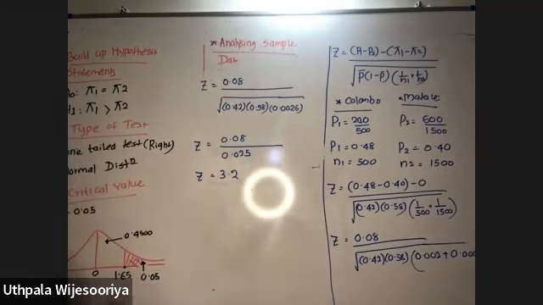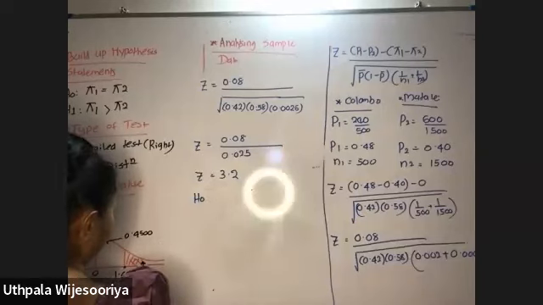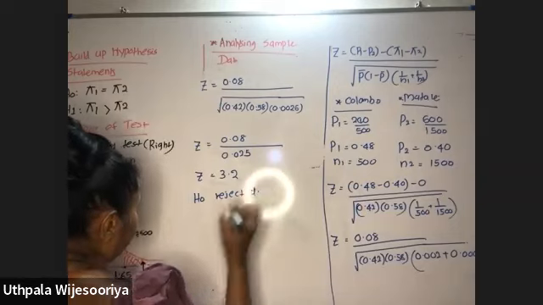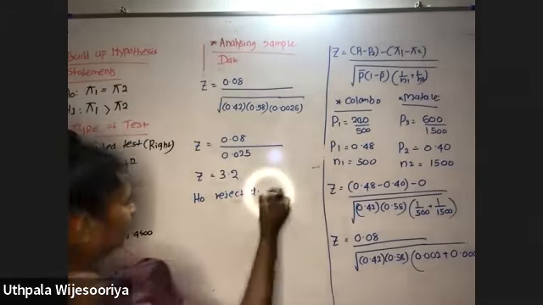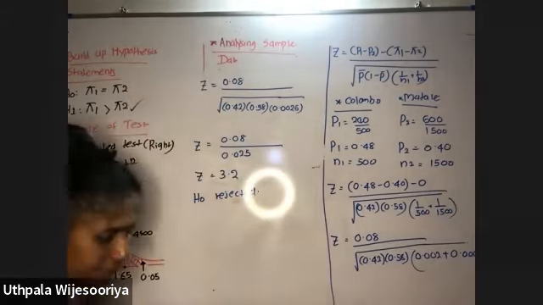It does lie in the rejection region, so it is rejected, since 3.2 passes 1.65. So then phi 1 is greater than phi 2.